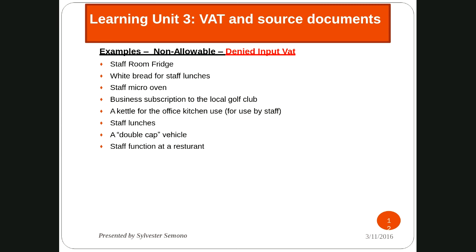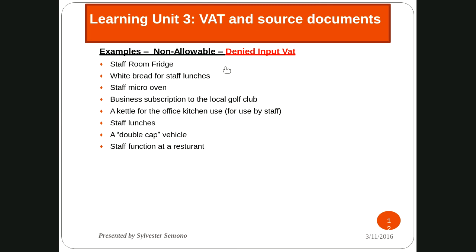Now, let's talk about the non-allowable items. To be honest, when you go and buy something and they charge you VAT, as a business, remember I said that the VAT that is charged when you buy, let's say stock, is claimable from SARS. But there are some items where, even if you paid VAT on them, SARS won't allow you to claim back that VAT. Yes, you bought and paid VAT, but SARS denies you the claim. So you need to check what those items are.